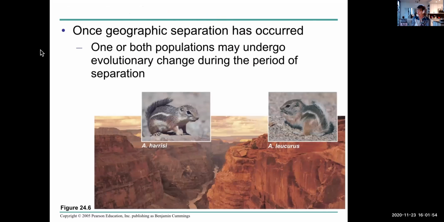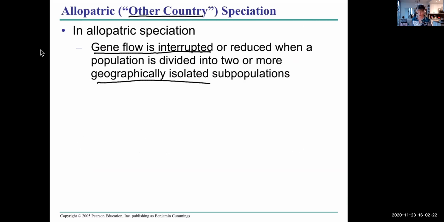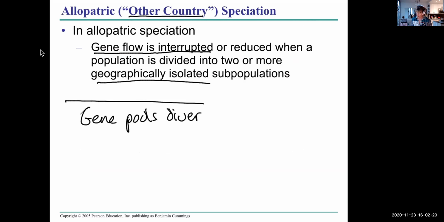So here's an example of chipmunks. A harrisii lives on one side of the canyon. A leucurus lives on the other side of the canyon. They are separated by the canyon, the original population. So how do these gene pools diverge? I think I'll write that on the previous one because there's room here. So gene pools diverge.